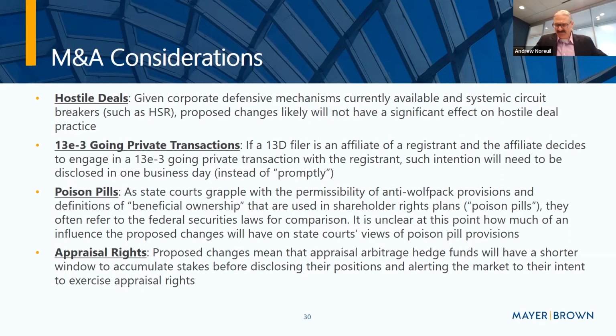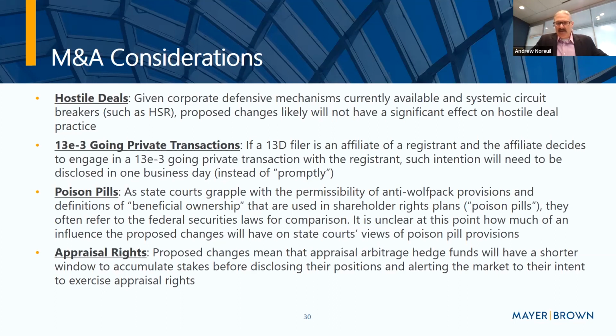The old standard, of course, is promptly. Promptly could be 2 or 3 business days, or it could be longer, as it has been found. But now it's very clear that there's a 1 business day bright line for when the change in intention has to be disclosed in an amendment to the 13D of the affiliate.